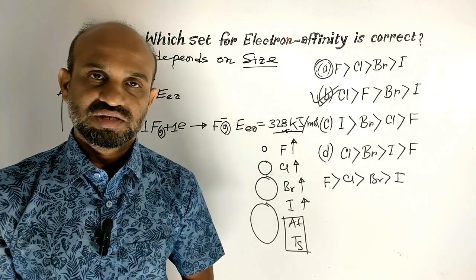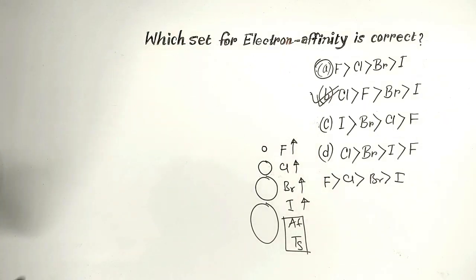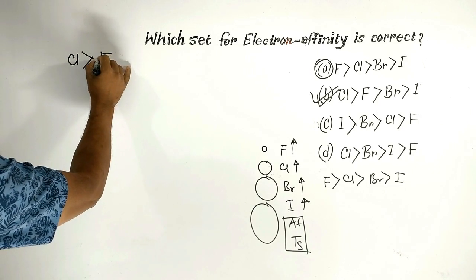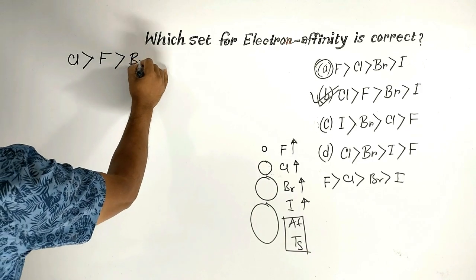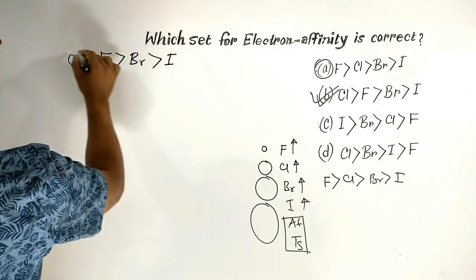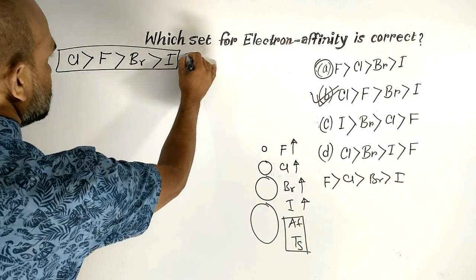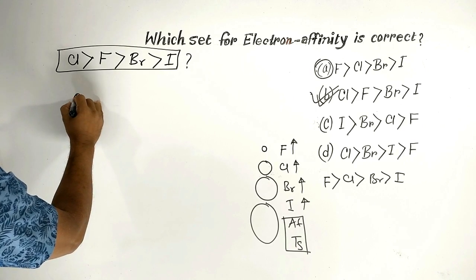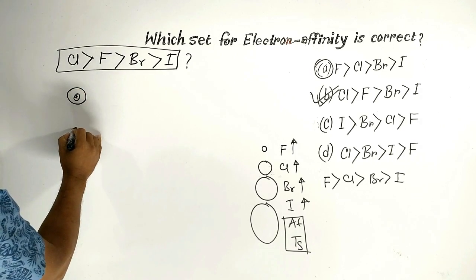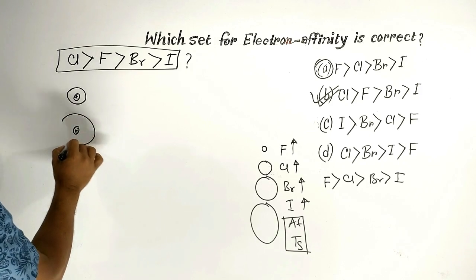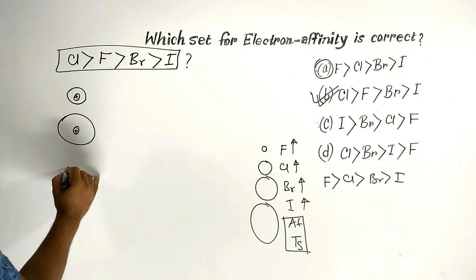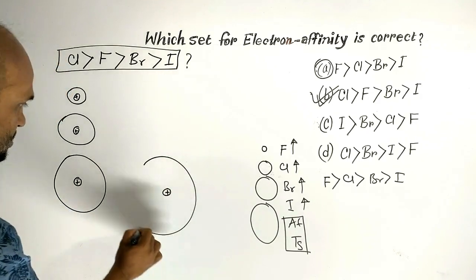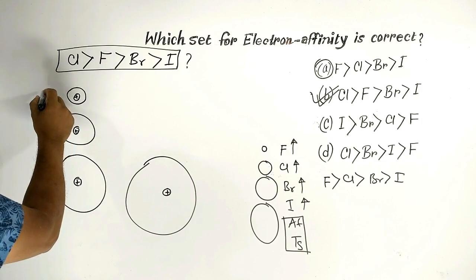Now let us see what is the reason behind this. Electron affinity for chlorine is greater, then fluorine, then bromine, and then iodine. Why? This is what we are going to learn now. We know that fluorine is smaller in size, then chlorine a bit bigger, bromine bigger, and iodine bigger still.